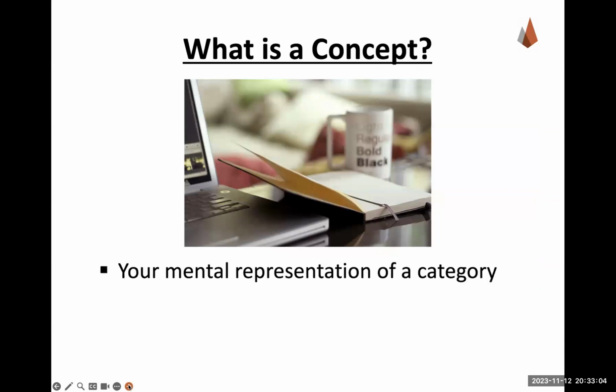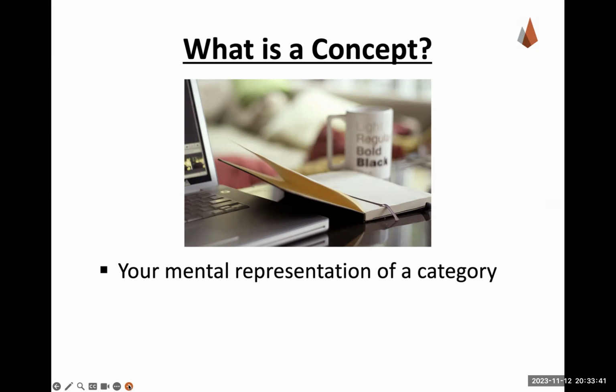So what is a concept? Concepts are mental representations of a category. Now, give a thought again to what you saw in the previous picture. What is an example of your concept of office furniture? Now we have modern, traditional, home offices, due to working remotely, standing desks.